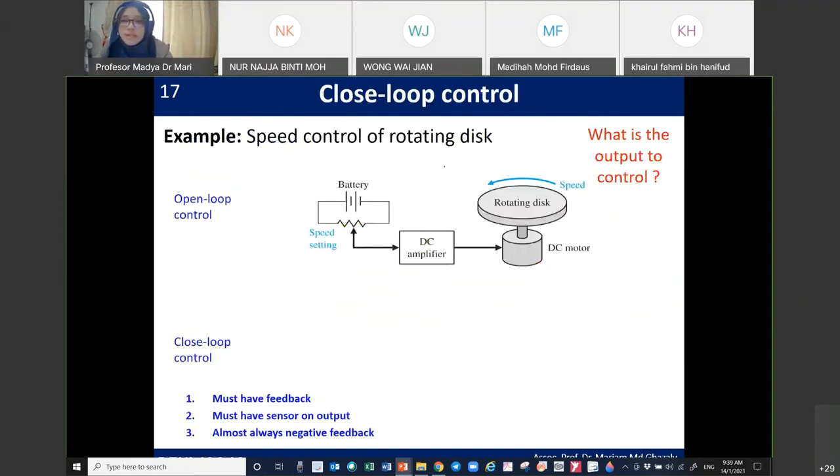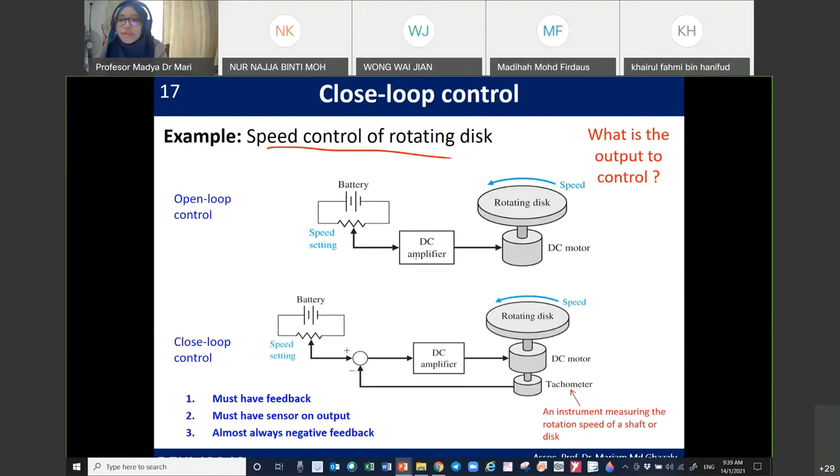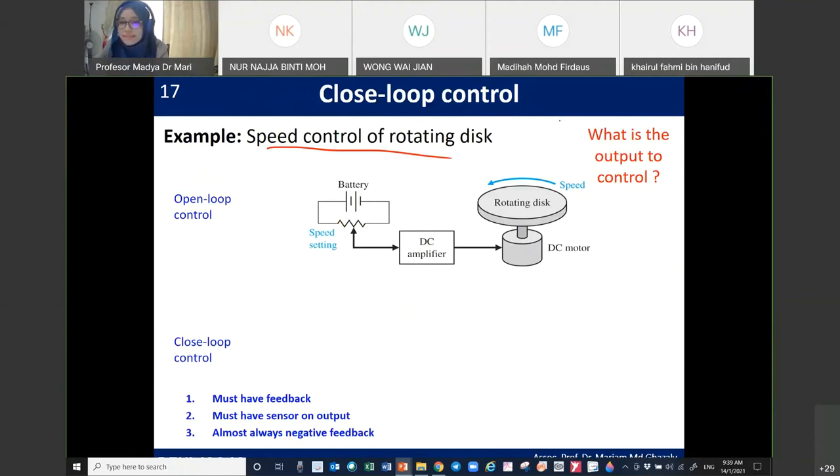Okay, let's go to an example of a closed loop system. We have a control system of a rotating disc. If you look at this diagram, it actually shows an open loop controller. Why? Because the DC motor is connected to the rotary disc, but can you measure the output? You can see with your eyes that it rotates, but you cannot capture the output, the rotation of the DC motor.